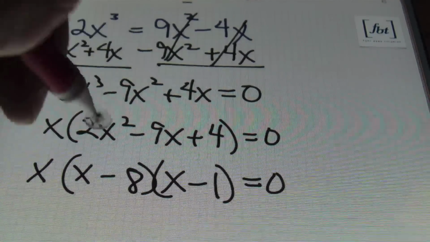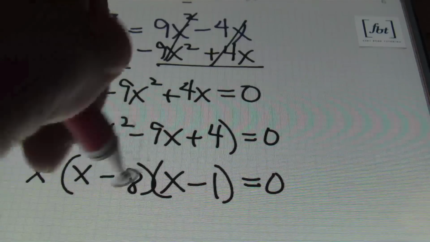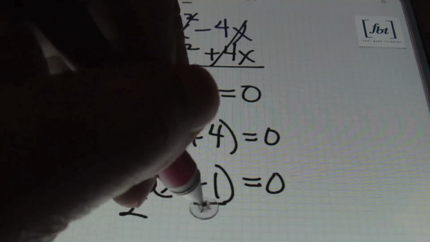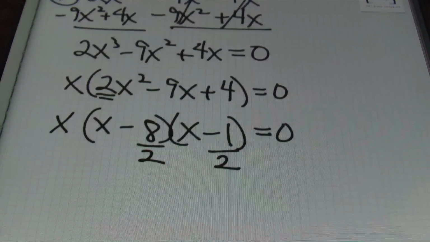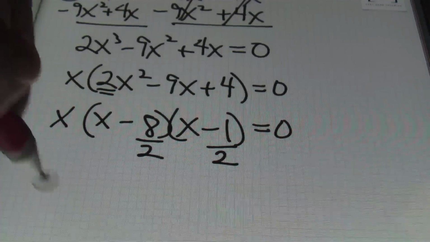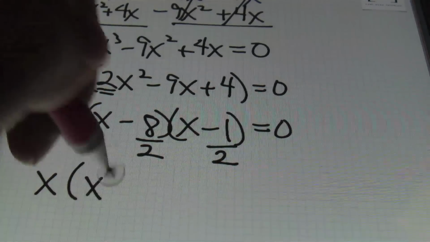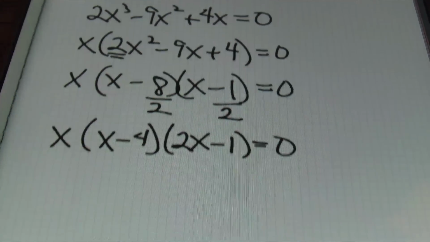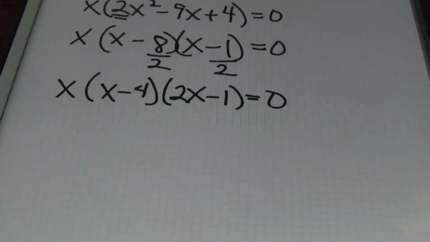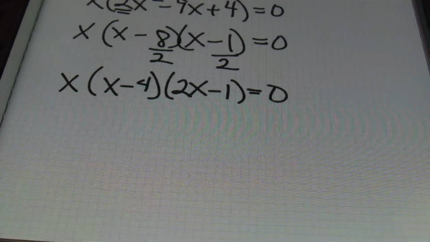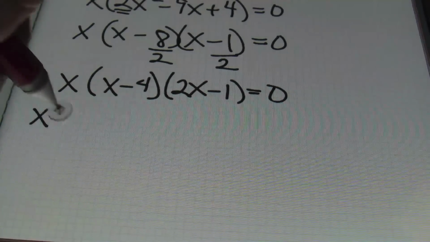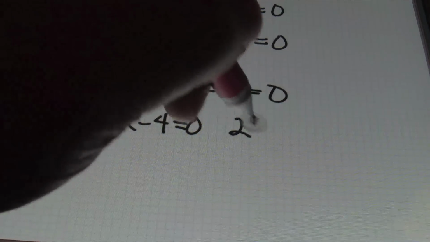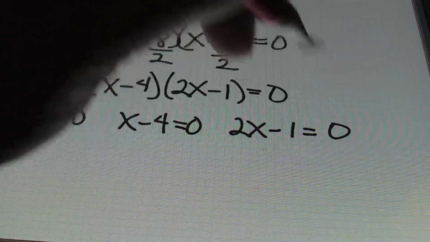And then because I had a coefficient in front of my variable x squared, I'll need to divide both the 8 and the 1 by 2. Always by that leading coefficient when using this method. Simplifying, I'll have x times x minus 4 times 2x minus 1 equals 0. Now that I have everything factored out, I'll be setting each of these 3 factors equal to 0. So I'll have x equals 0, x minus 4 equals 0, and 2x minus 1 equals 0.